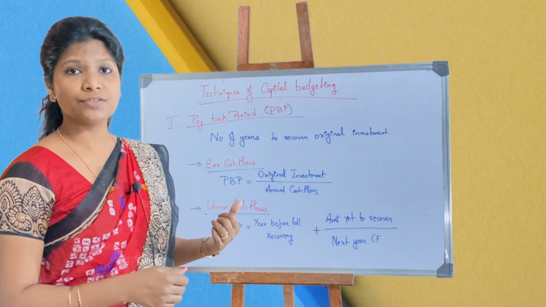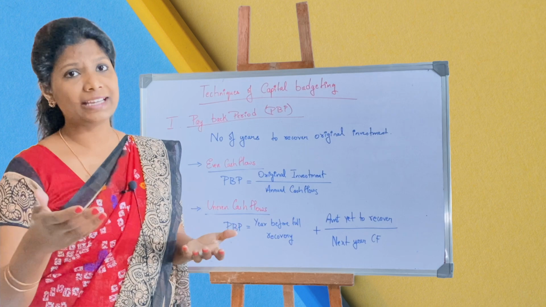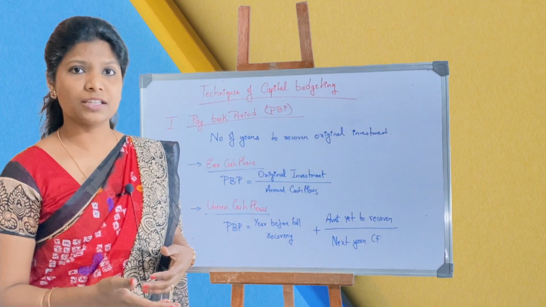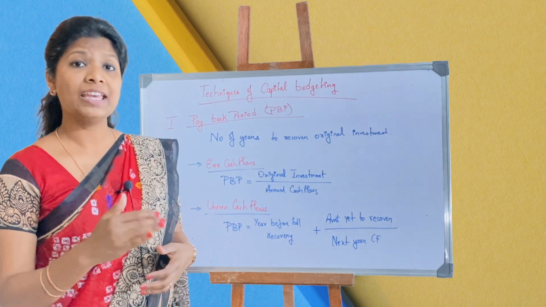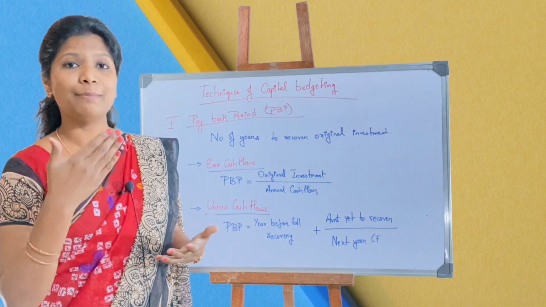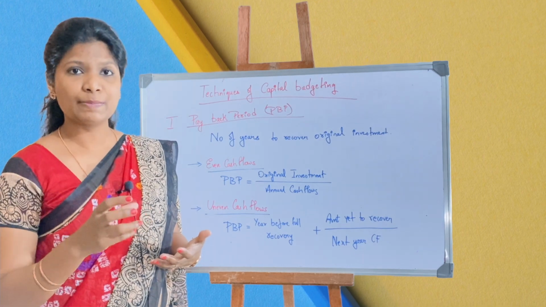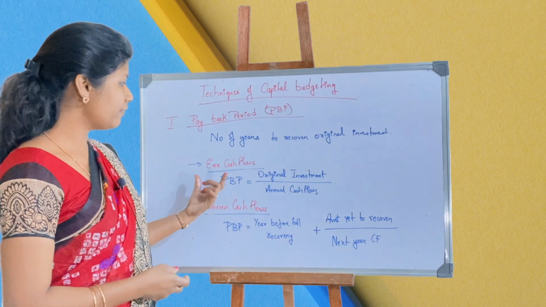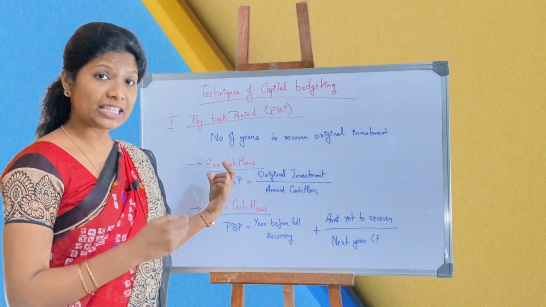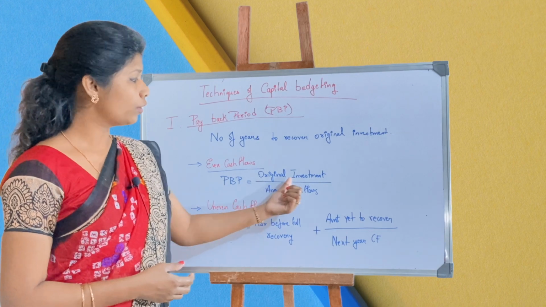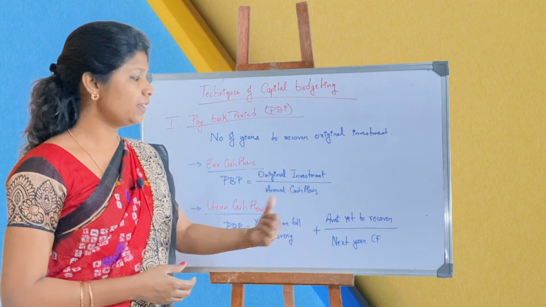Opposite, uneven cash flows, it's a different amount in each year. 50,000 one year, maybe zero in the next year, and next year it might be negative, and then next year it might be 1 lakh, and so on. So the amount is not equal, or it's not the same. So if there is even cash flows, what is the formula? Payback period equals original investment divided by annual cash flows.